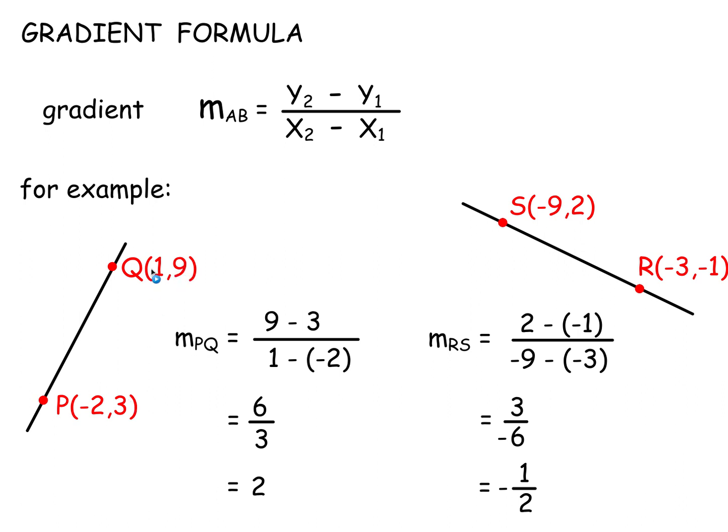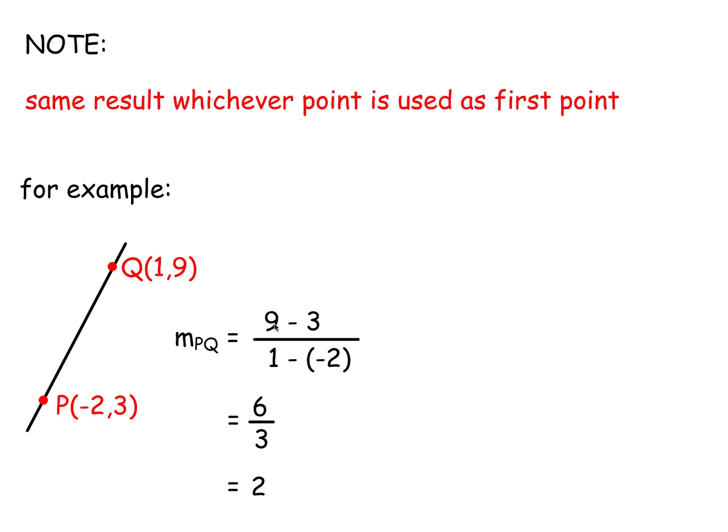9 minus 3, 1 minus -2. So if you look at this, 9 minus 3 and 1 minus -2, here it is here. If that had been subtracted the other way around, 3 minus 9 and -2 minus 1, that's the bottom part here, P, this is P minus Q, 3 minus 9 in the top, -2 minus 1 in the bottom, that simply becomes -6 over -3, which is +2, you get the same answer.